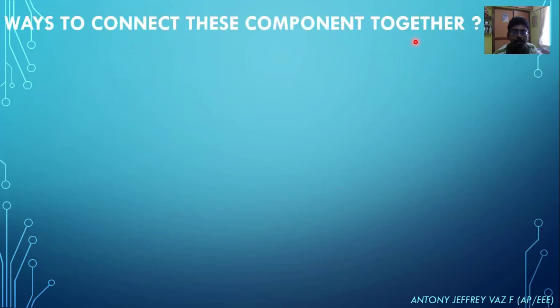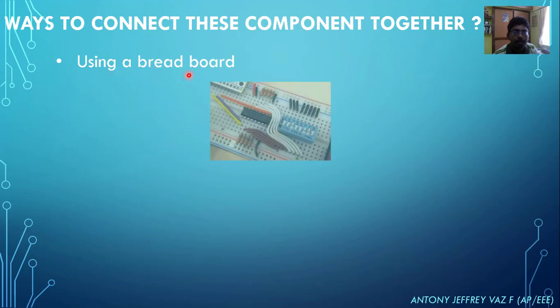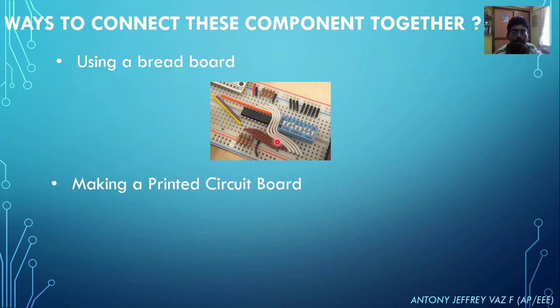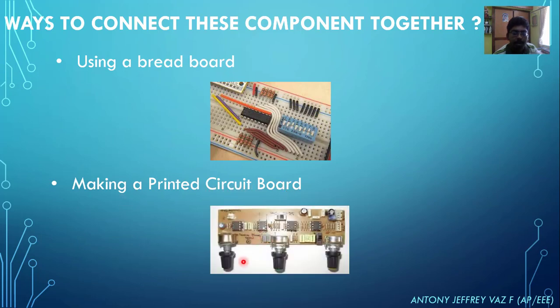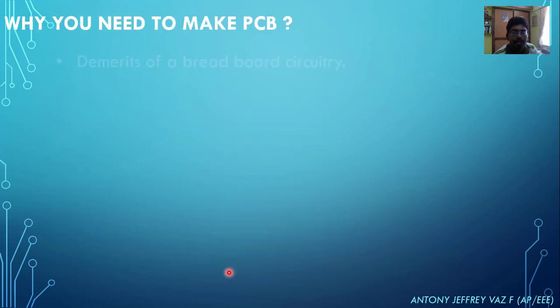Ways to connect these components together. We can use a breadboard. We already do this thing in our lab. We will connect everything in a breadboard. In this course we are going to see about printed circuit board. The below one is a volume control used in equalizer boards. It is used to control bass, treble, and volume.